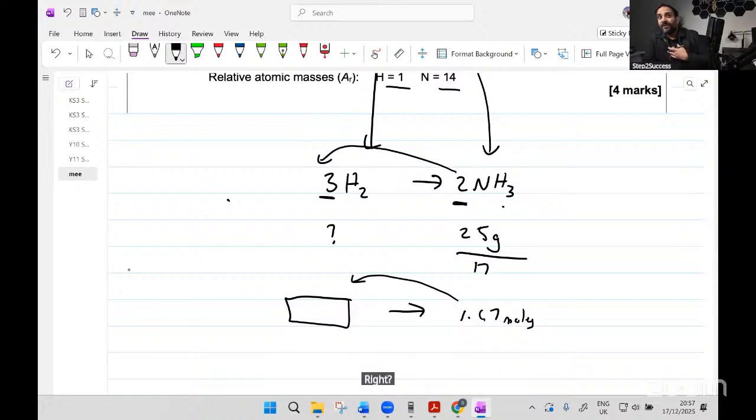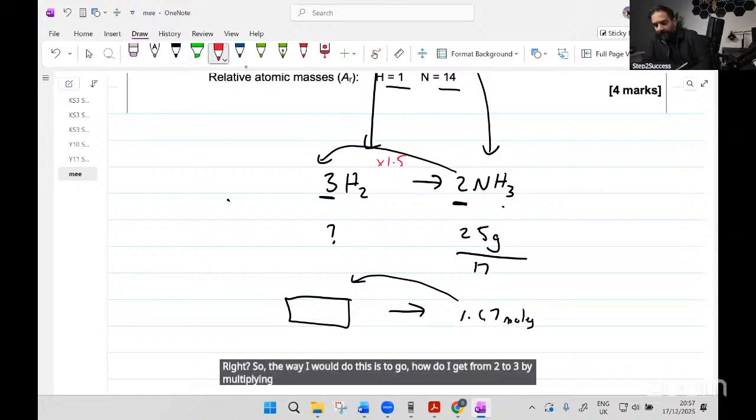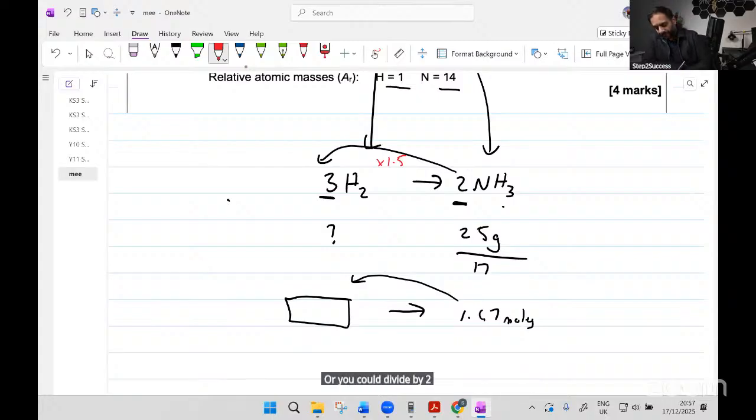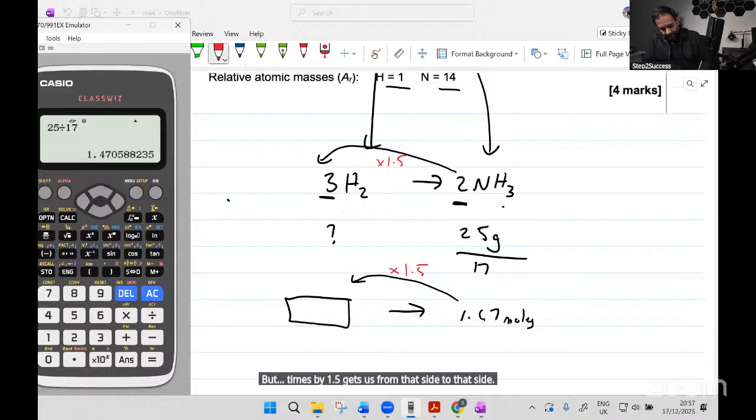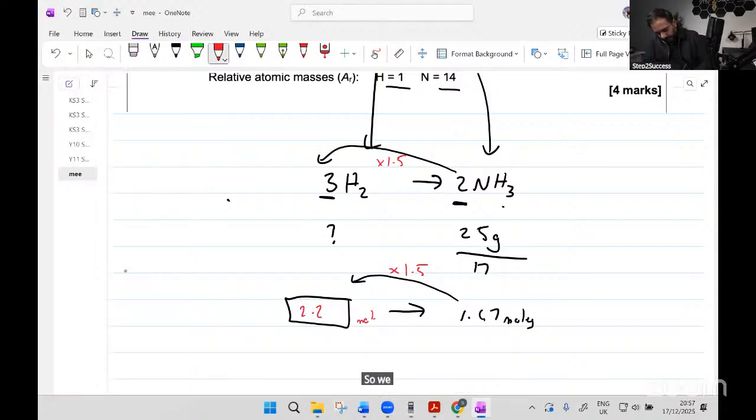So the way I would do this is to go, how do I get from 2 to 3 by multiplying? I multiply by 1.5. Or you could divide by 2 times by 3. It's the same thing. But times by 1.5 gets us from that side to that side, which is 2.2 from memory. So we have got 2.2 moles of hydrogen.